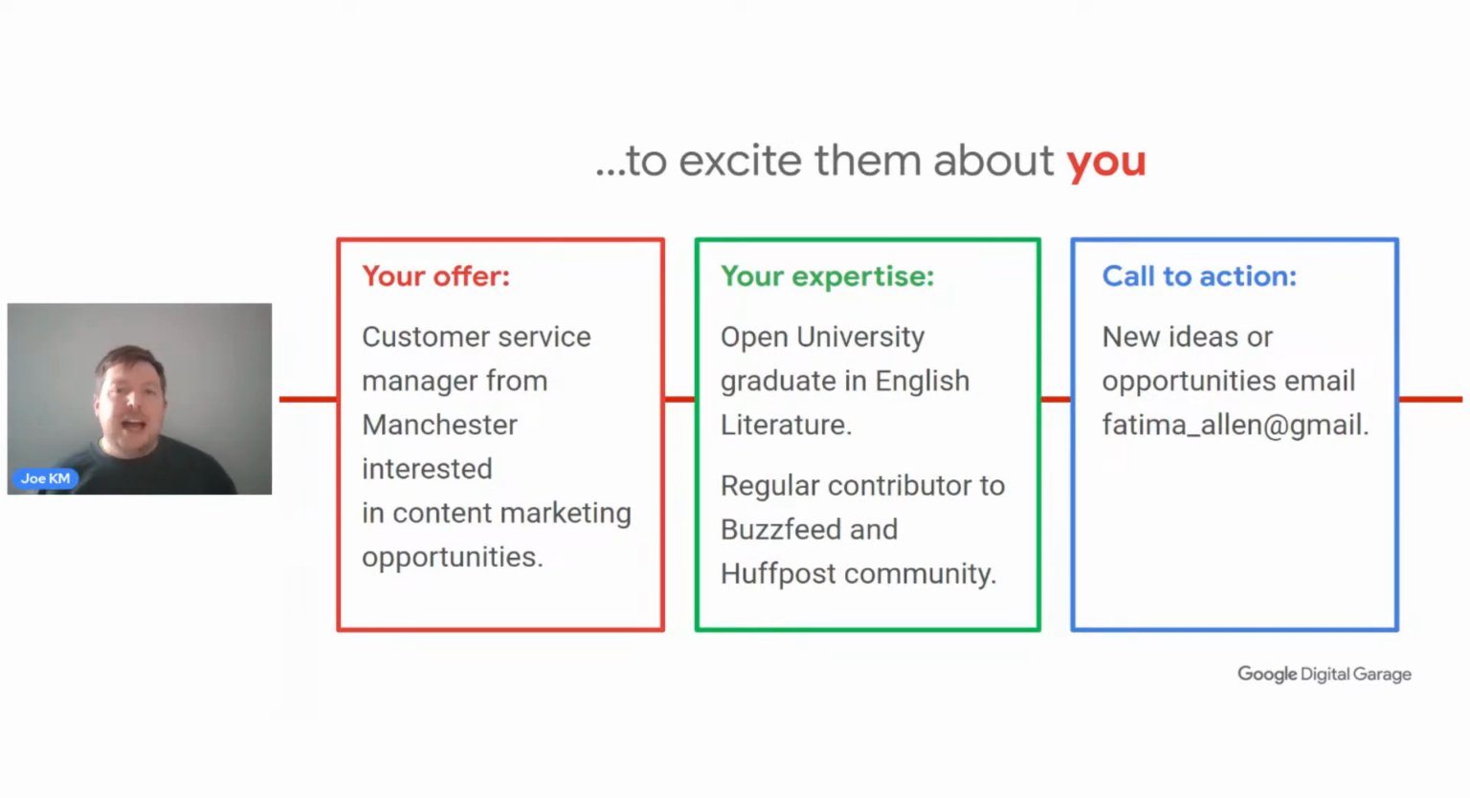What else do you have? Well, expertise, university graduate in English literature. So you've got a degree in English literature. Big tick. Regular contributor to BuzzFeed and HuffPost. Maybe have a little look, have a see what they write about. But the thing is that people who are in the context of digital marketing or content marketing will know what these two things are, HuffPost and BuzzFeed. And they'll go, quite interesting. New ideas or opportunities, email fatimaAllen@gmail.com. So this really should be a call to action. So when we're looking at this call to action, this now means that someone can physically go, I like the sound of this. How do I get a hold of this person? Call to action.